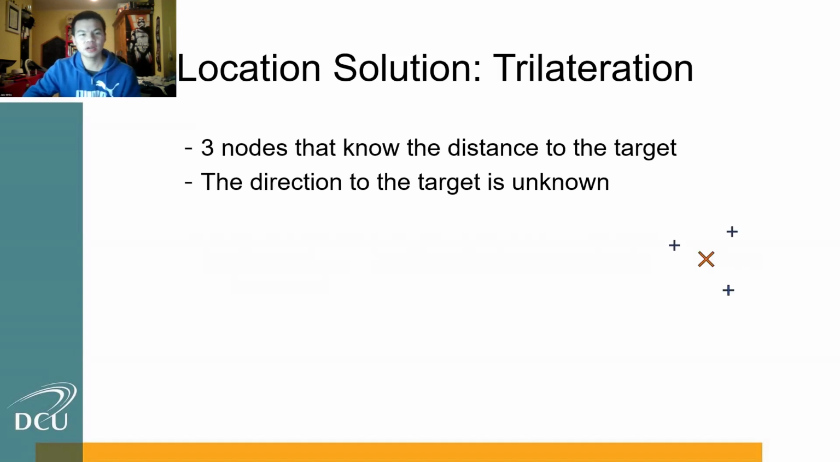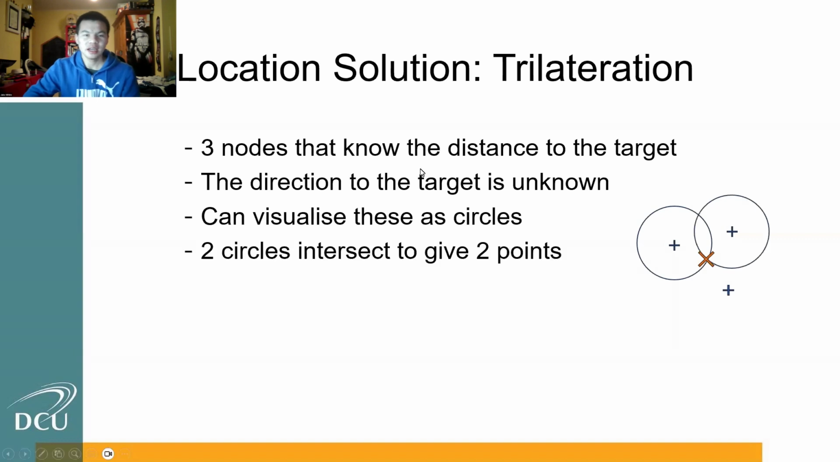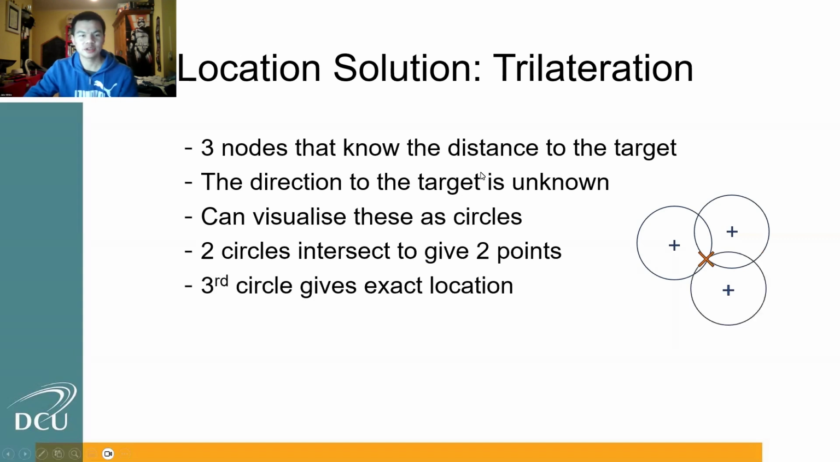So my solution for localization is trilateration. This uses the idea that there are three nodes that know the distance to the target, for example, a person's phone, but the direction to the target is unknown. So this can be viewed as a problem with circles, where the phone is on the circumference of the circle. If you have two circles, then where they intersect will give you 2 points, and the actual location can be determined by using the third circle to rule out one of the 2 points.